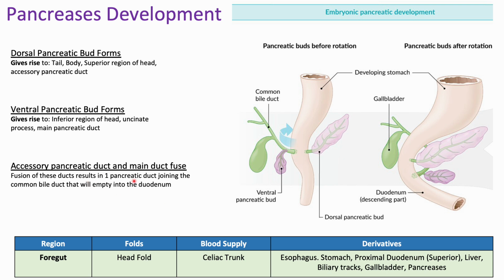Okay, so the ventral bud will start off anteriorly, so in ventral, dorsal starting off in the back. But when we have rotation of the stomach, this ventral bud is going to rotate posteriorly, and it's going to be wedged just underneath the dorsal bud, and these are going to fuse together, and this is where you're going to get your inferior head and your uncinate process of the pancreas. And then that accessory pancreatic duct that was developing from the dorsal pancreatic bud should fuse with the main pancreatic duct, and that'll give you just one pancreatic duct dumping again to the common bile duct to get into the second part, or the descending part of the duodenum.